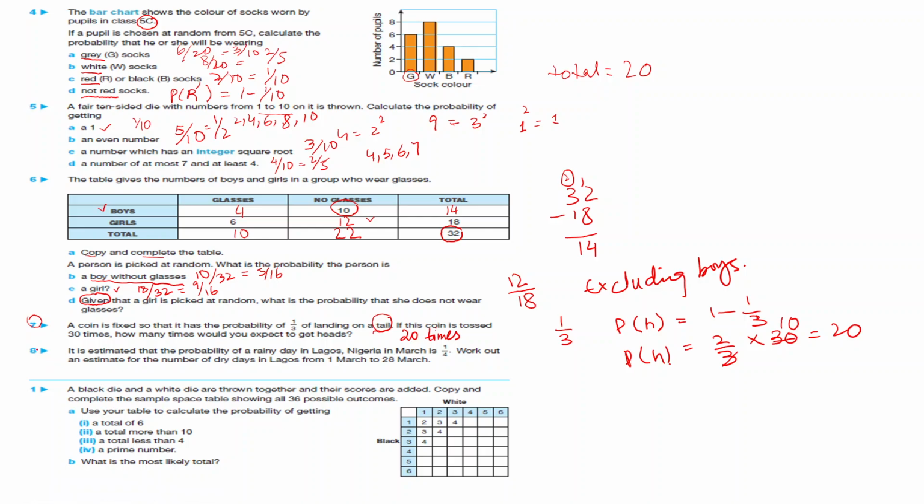And the next question, number 8: it is estimated that the probability of a rainy day in Lagos, Nigeria is 1 over 4. Work out an estimate for the number of dry days in Lagos from 1st March to 28th of March.